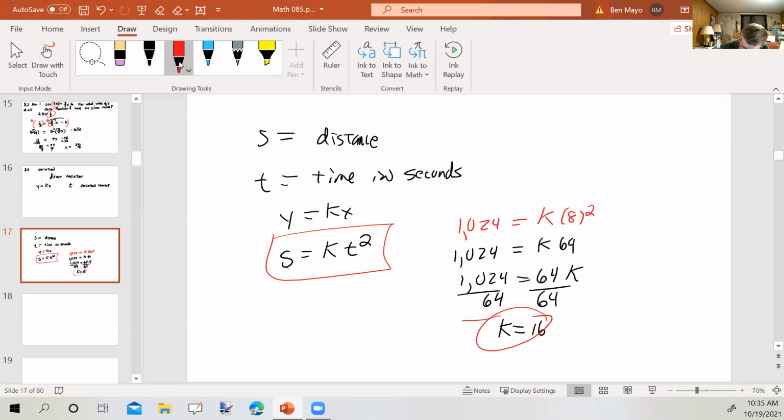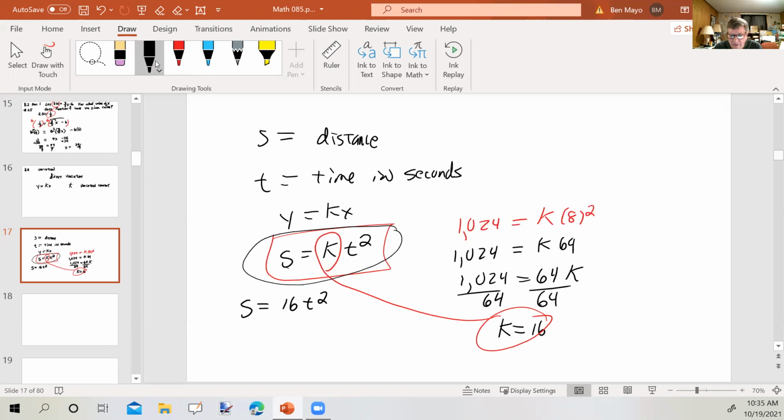Now we take that and we put it back into that formula, which gives us this. S equals 16t squared. Okay, so we start with a formula. We're given some information allowing us to solve for k. We put that value in for k. Now we have the follow-up question. How far will it fall? So that would be the distance in 10 seconds.